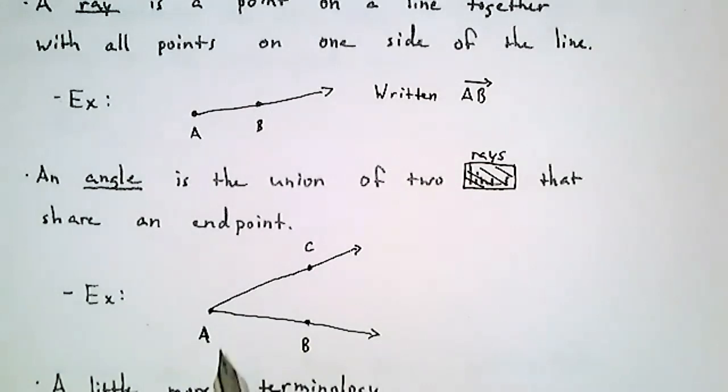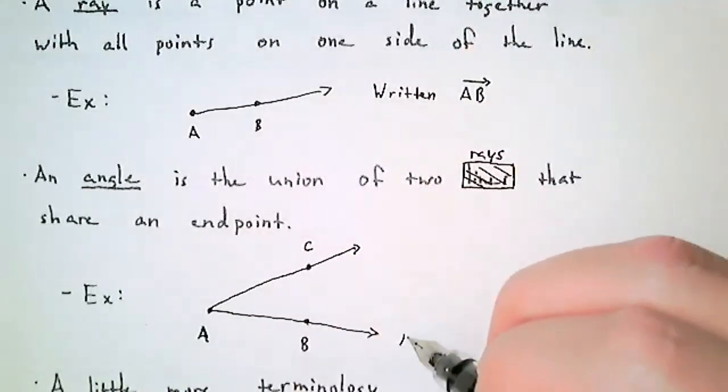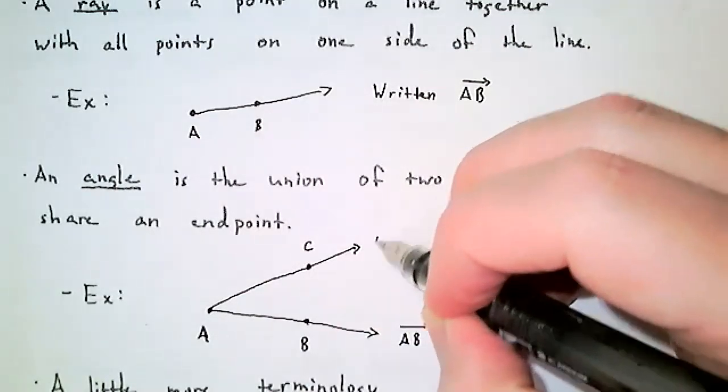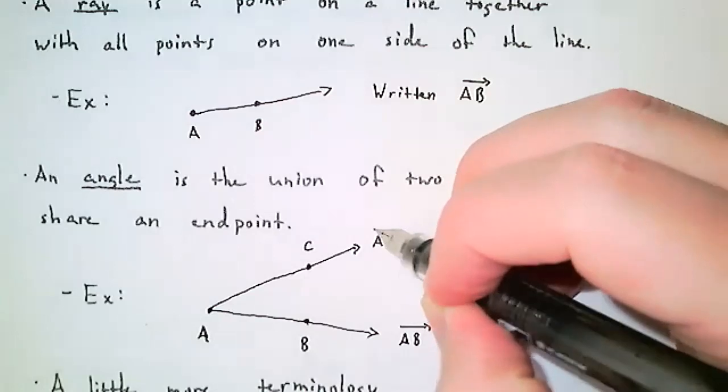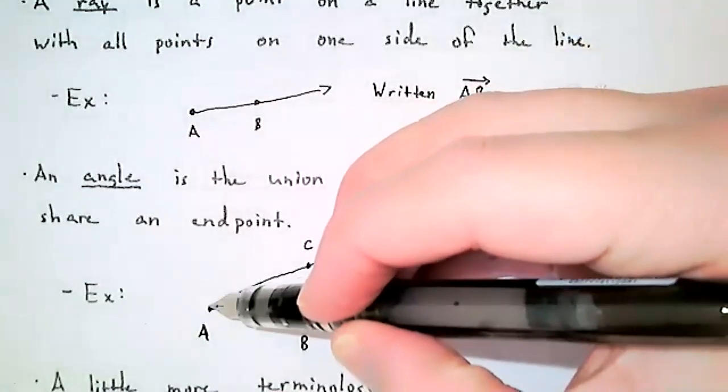And these two rays, let me go ahead and write their names. AB with an arrow and AC with an arrow. These two rays form an angle because they share an endpoint.